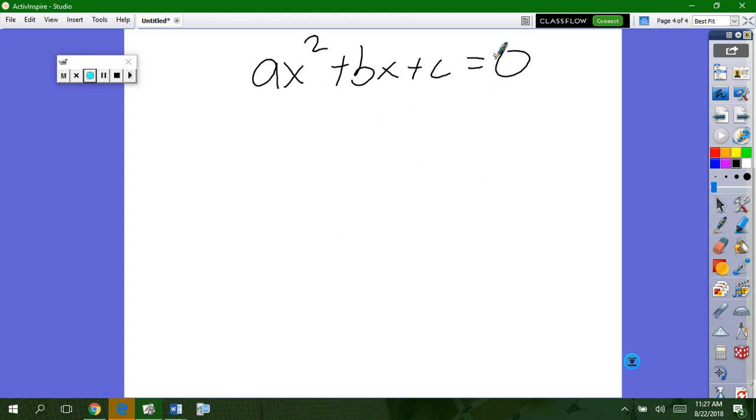So guess what I'm going to do? I'm going to divide everything by a. So I get x squared plus b over a x plus c over a equals 0. Yes? No? Maybe so. Okay. Is this a perfect square trinomial? If I cut him in half and square it, is that what this is? No, right? So I'm going to get him to the other side.